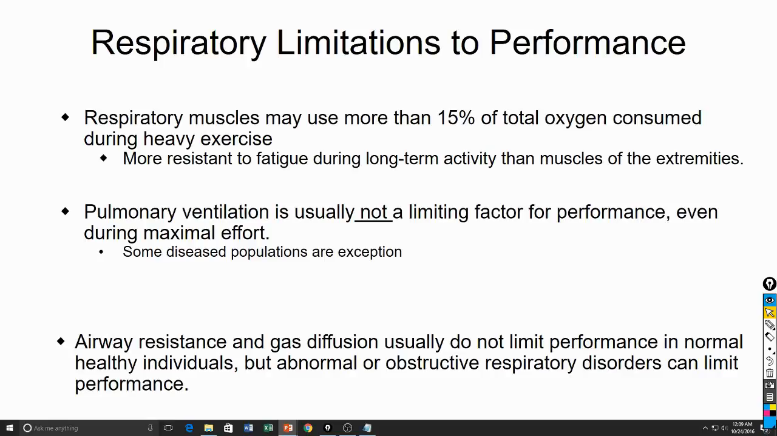But in general, your pulmonary system, your lungs, have so much surface area, something around the size of half a tennis court of surface area, that unless you have a pretty nasty disorder, that's not going to be the thing that stops you from exercising.